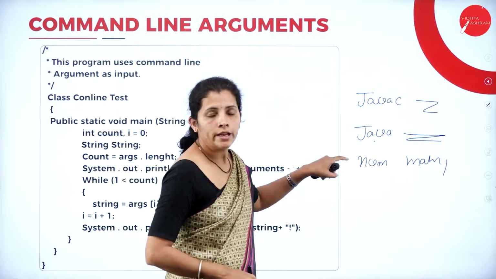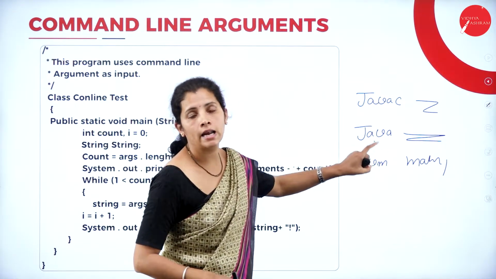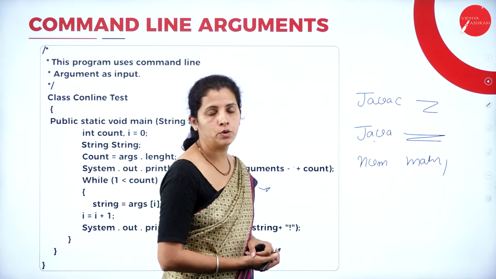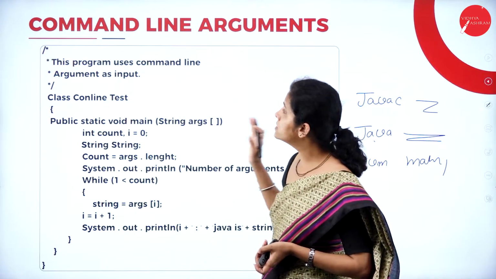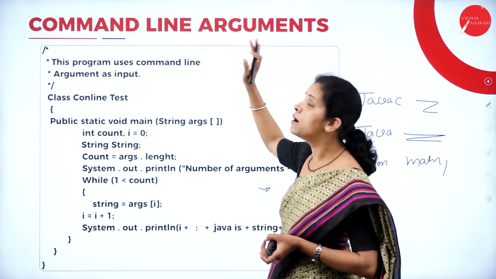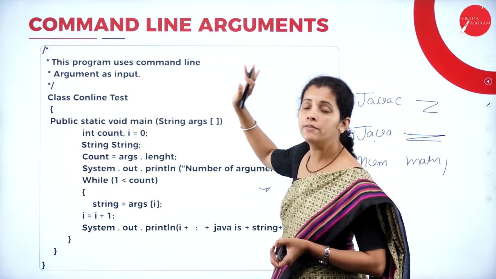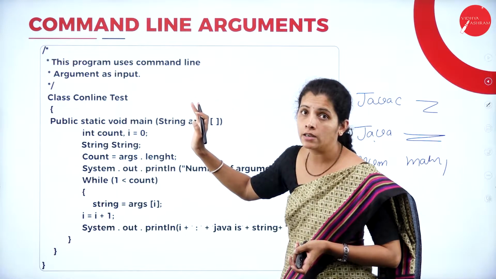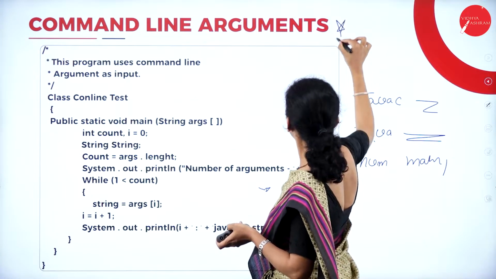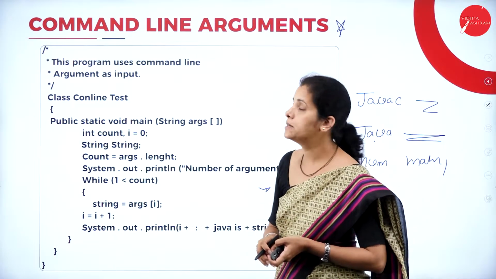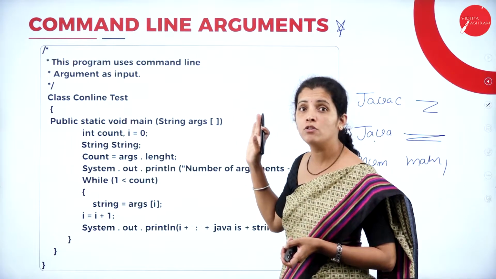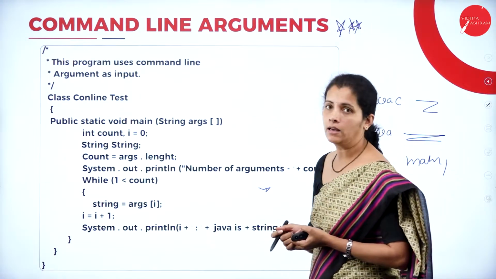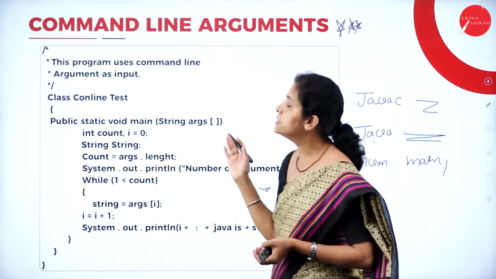So this kind of input passing is called command line argument. Along with my file name, I'm going to pass the input. Now, this is the simple example for command line argument. And dear student, from the examination point of view, this is very, very important. It carries 7 or 8 marks. That means you can expect this question for 7 or 8 marks, and it is a very, very important topic. Now, let me explain this program.